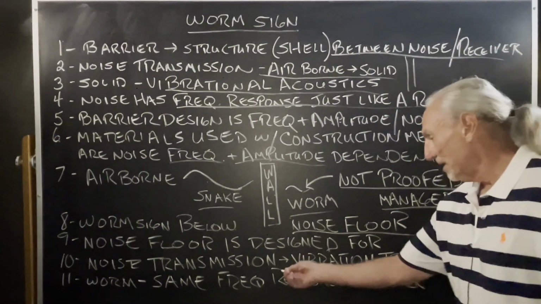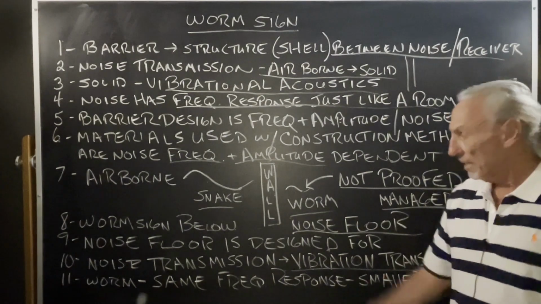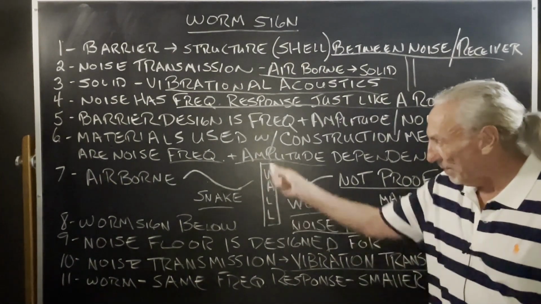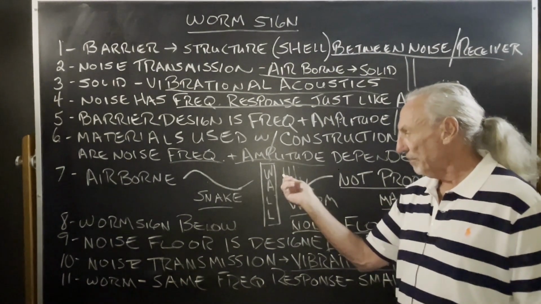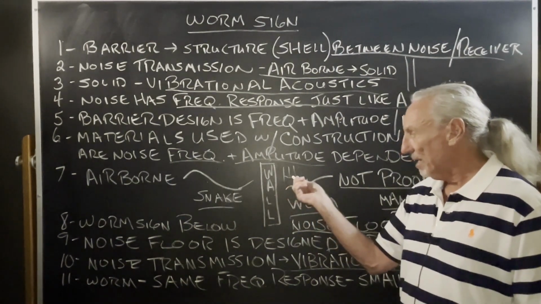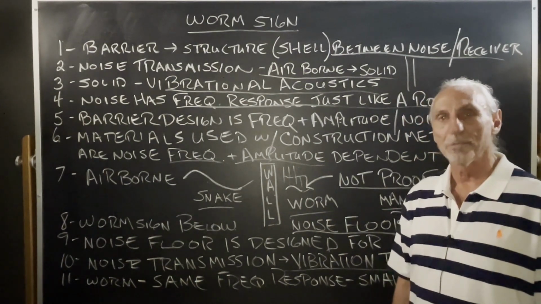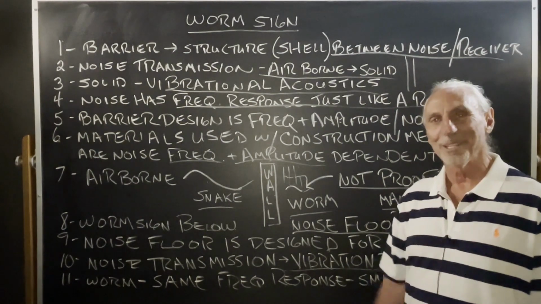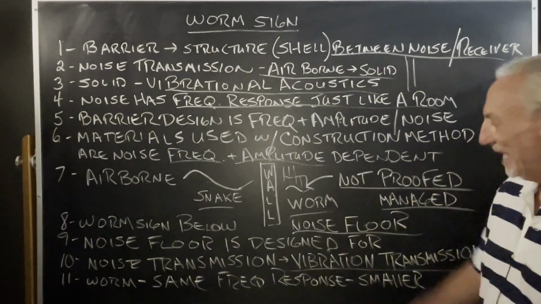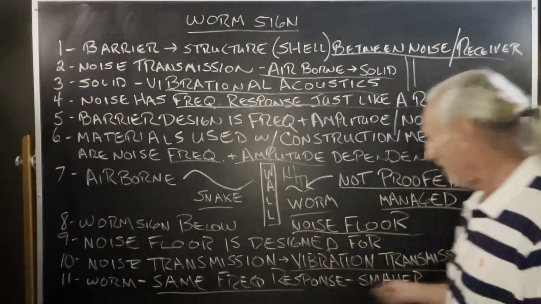Noise transmission is vibration transmission. Snake to a worm. We want to create a barrier here that has multiple layers. So when the snake gets to the first layer, second layer, third layer, by the time it comes out the other side, it's a worm. Well, slow its rear end down, so to speak. So you're going to slow it down, right? So the worm has the same frequency.